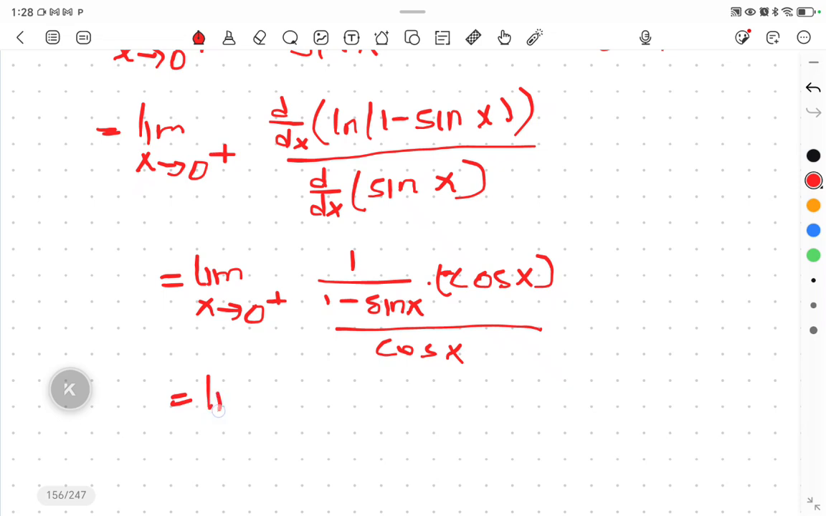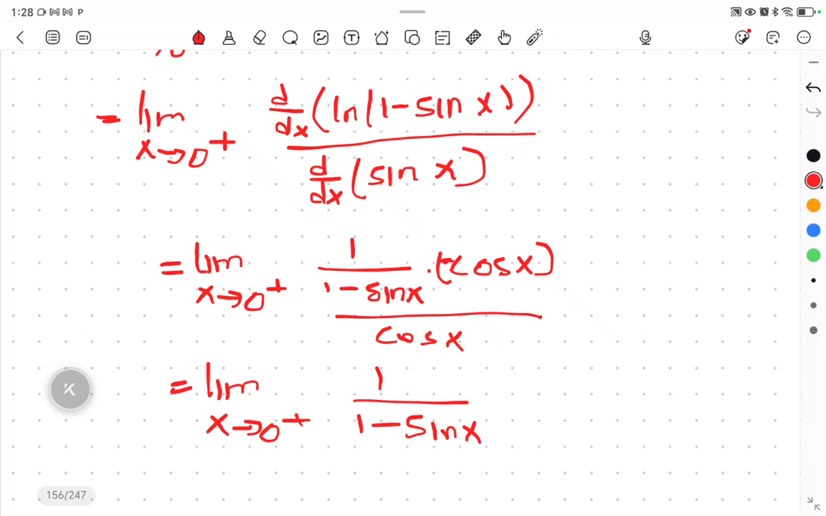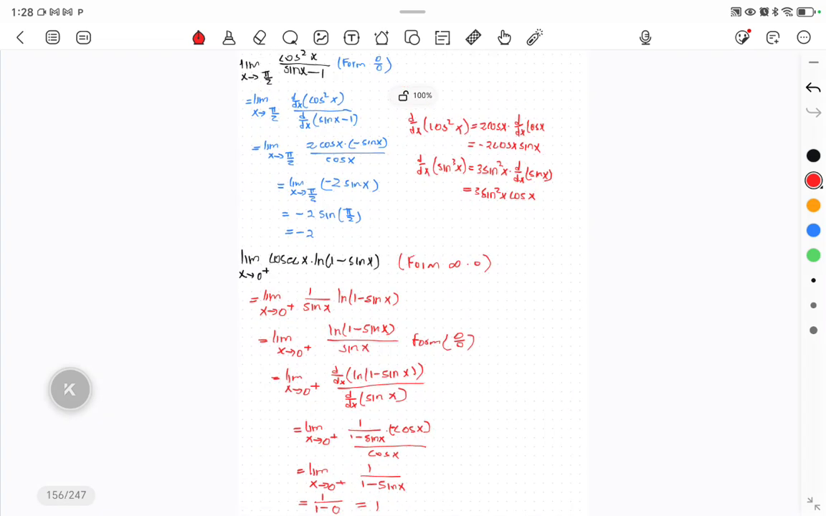Then we're going to have the limit as x approaches 0 from the positive of 1 over 1 minus sine x. And if we direct substitute, we have 1 over 1, which is 1. Then that is the solution to this problem. So any question? If you have a question, you can ask. If no question, we can proceed.